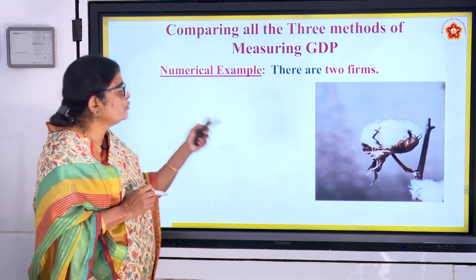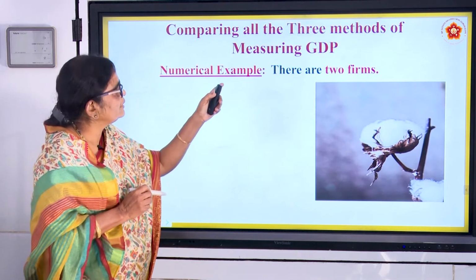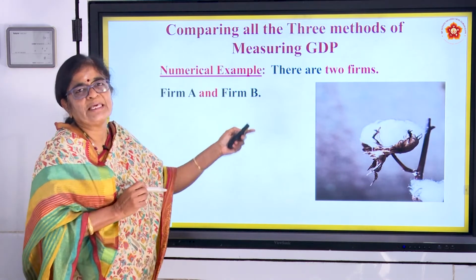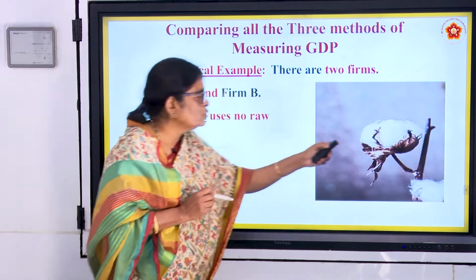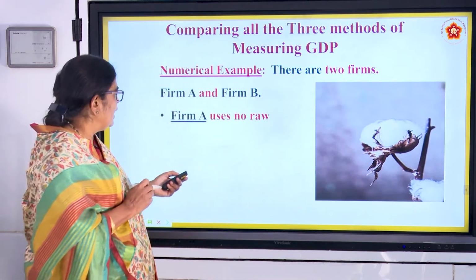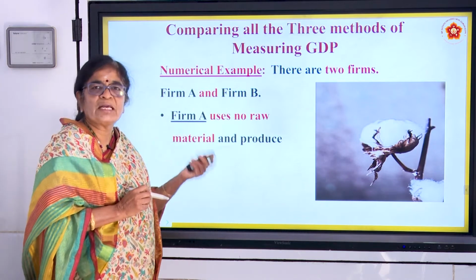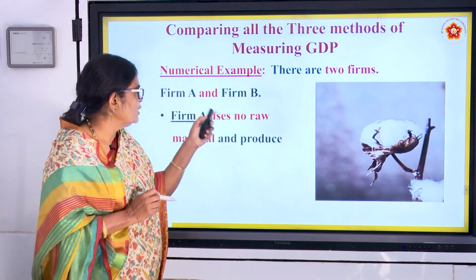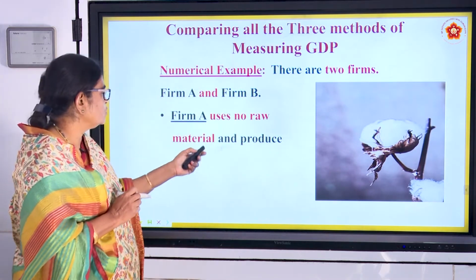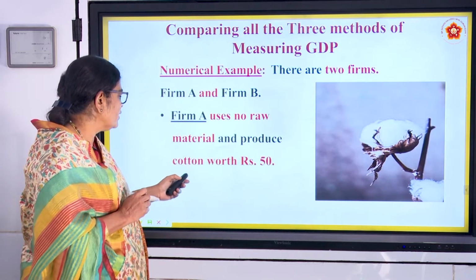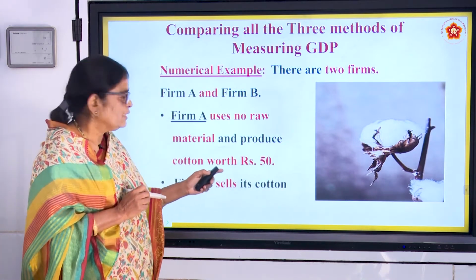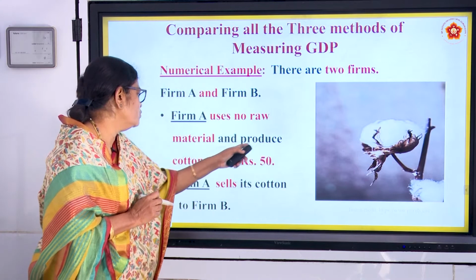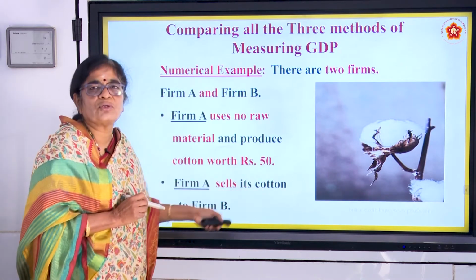To prove this for all the three methods, we are going to take an example of two firms, firm A and firm B. Firm A produces cotton without any raw material, because they have all the land and their own labor. Therefore, they utilize these factors of production and produce cotton. Then they sell the cotton, worth rupees 50, to firm B.